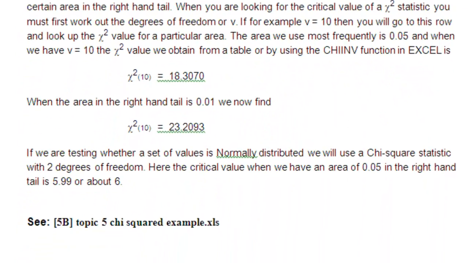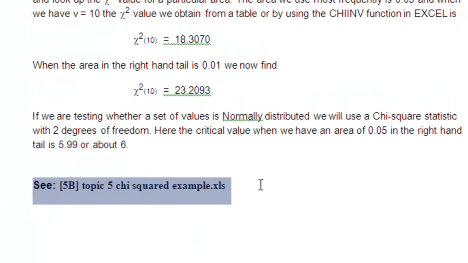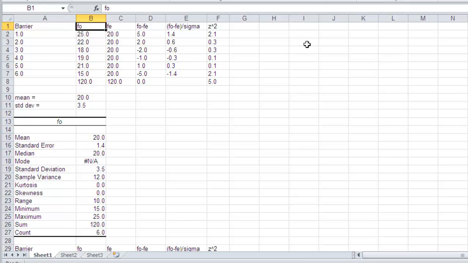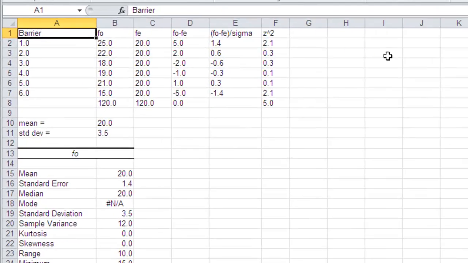Now, if you look down here, it says look at the example 5b. So if we go here, this is the example 5b. Now this is again a made-up example, and the whole idea of this example is to try and work out whether barrier draws make a difference in horse racing.